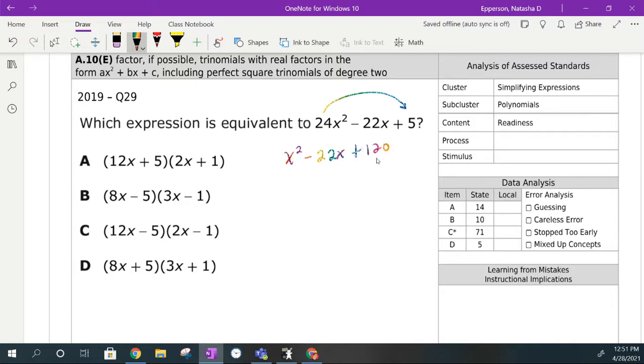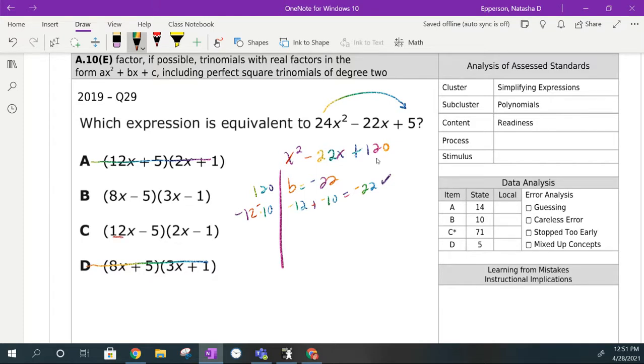Now, I know the factors, so we've got 120, and the sum of those is going to be equal to negative 22. I can take out A because both of my factors are positive. I'm going to need both of them to be negative, so I can take out A and D. All right, I'm going to try 12 and 10, and I know they both need to be negative. So that's going to be negative 12 plus negative 10. That does give me negative 22. So 12 and 10 work as factors.